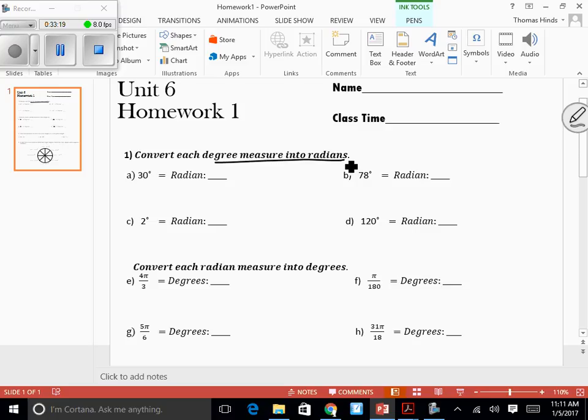So, how do I go from degrees to radians? To go from degrees to radians, we're going to multiply by a fraction: pi on the top, 180 on the bottom. Write down that fraction, please.